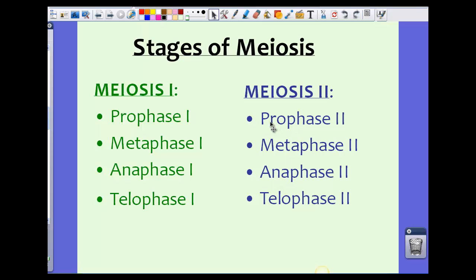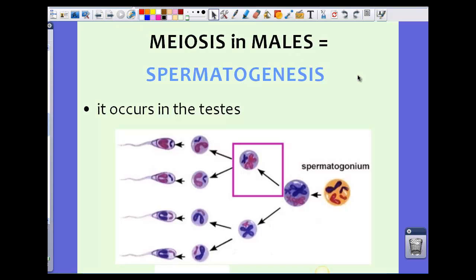They go through a second division, and this is called meiosis 2. So we have prophase 2, metaphase 2, anaphase 2, telophase 2. So the same things happen within each stage. There might be some tweaks, but think back to mitosis. That's pretty much what's happening in meiosis. And we'll do some activities in class to make sure that you understand that.